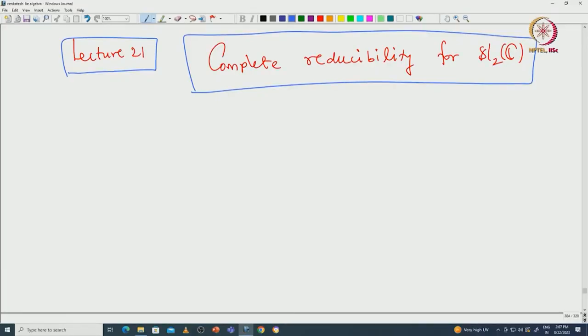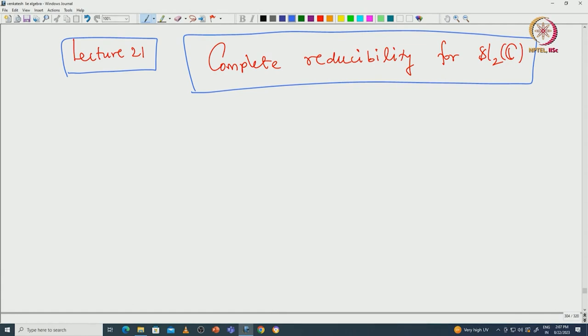Welcome back everyone. In this lecture, we will prove complete reducibility for finite dimensional representations of SL2. So let me recall what we have done so far, and then we will actually get into proving this complete reducibility. So I will begin with recalling some of the ideas that we have seen in earlier lectures, okay.